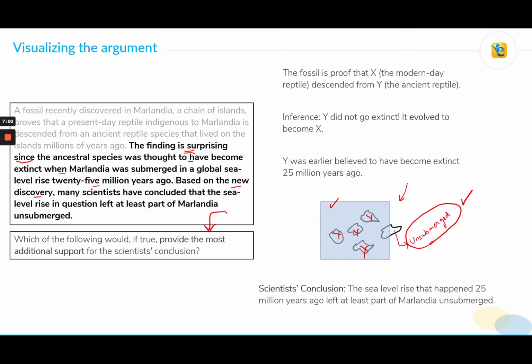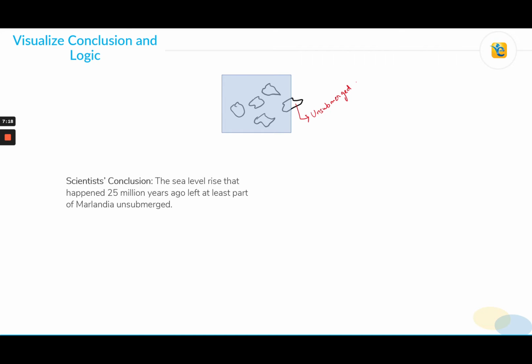Alright? Now that we have visualized the argument, you might think that the job is done. Not really. Before you do any kind of pre-thinking, you need to specifically spend time visualizing the conclusion, understanding the conclusion exactly. You need to crystallize the exact logic which is the basis of this particular conclusion. So let's do that. In this case, the conclusion is fairly straightforward. Again, 25 million years ago there was a rise in sea level. Not all parts of Marlandia were submerged. There's at least some part of Marlandia that did not get submerged.